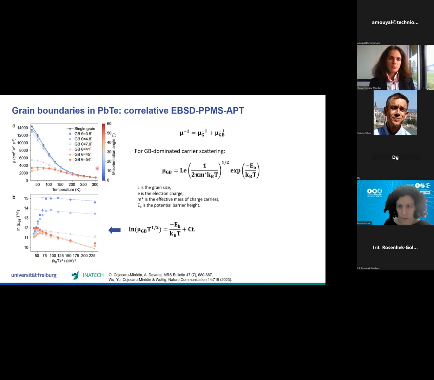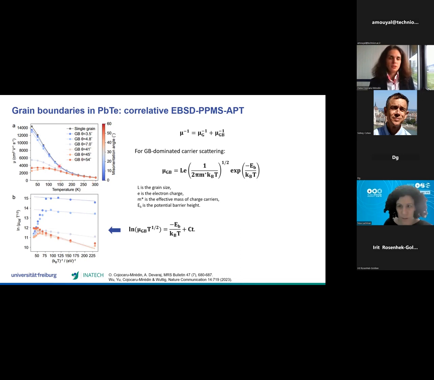What we see here is that at room temperature, we have no differentiation between the bulk, which is gray, and the other grain boundaries. So basically at room temperature, the electron mobility behaves the same for all, so the grain boundaries are not scattering anything.